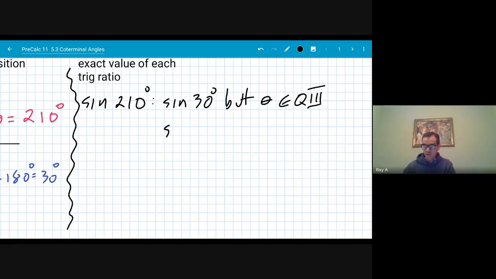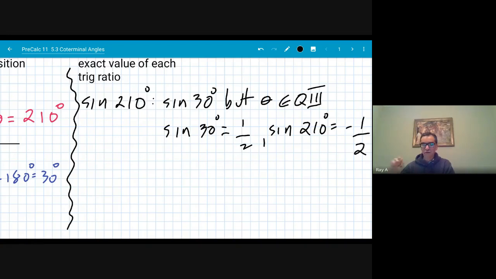Now, sine of 30 degrees, if you will remember, would be equal to 1/2. But since it is in quadrant 3, sine of 210 degrees would be negative 1/2. Okay, cosine of 210. Let's think about that in terms of the cosine of 30 degrees, but again in quadrant 3.